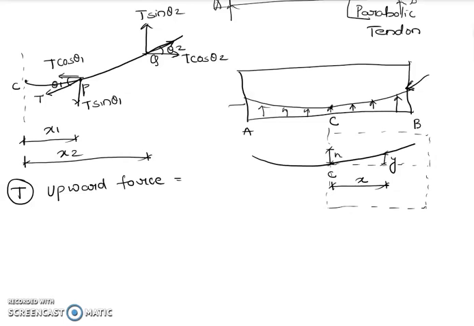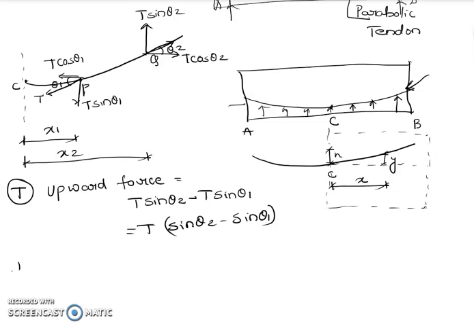So upward force is nothing but T sin theta 2 minus T sin theta 1. This is theta 2, so I have taken this as positive. This is going downward, so it has to be negative. That is the reason it is basically the summation of all the vertical forces. So upward force will be nothing but T sin theta 2 minus T sin theta 1, which is T (sin theta 2 minus sin theta 1).